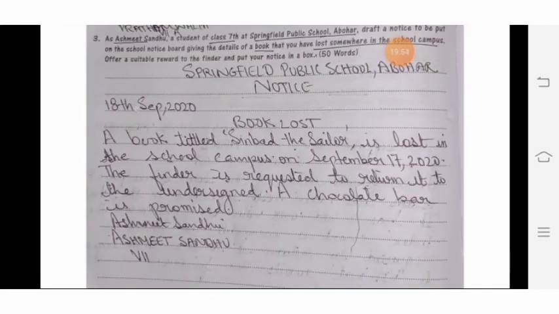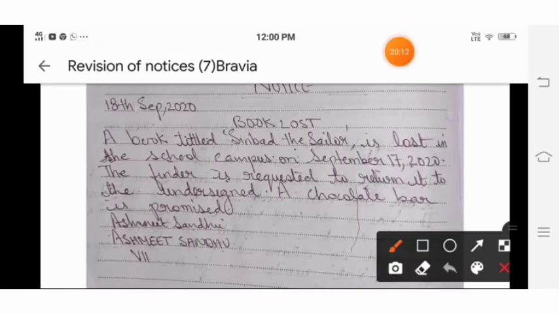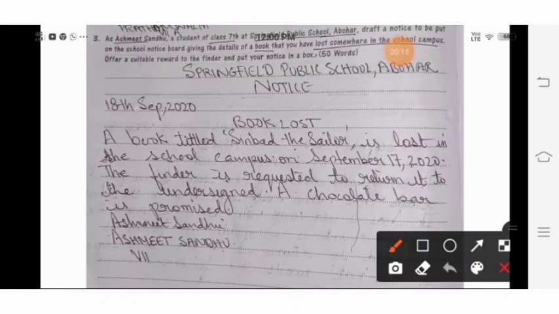Next one. Now see the next. As Ishmeet, you are a student of class 7 at Springfield Public School. Draft a notice to be put on the school notice board giving the details of the book that you have lost somewhere in the school campus. So first thing, before writing, just underline the things which are given. It will become very easy for you, because everything is in the question, right? They have given you the person who has written it. So this is your Ishmeet, and after that the name of the school is also given.